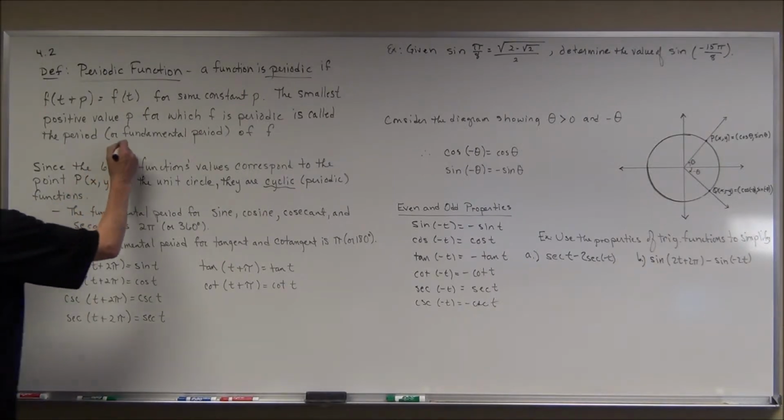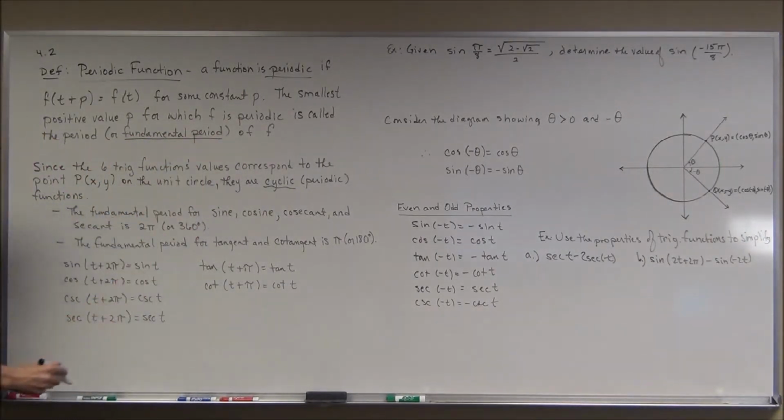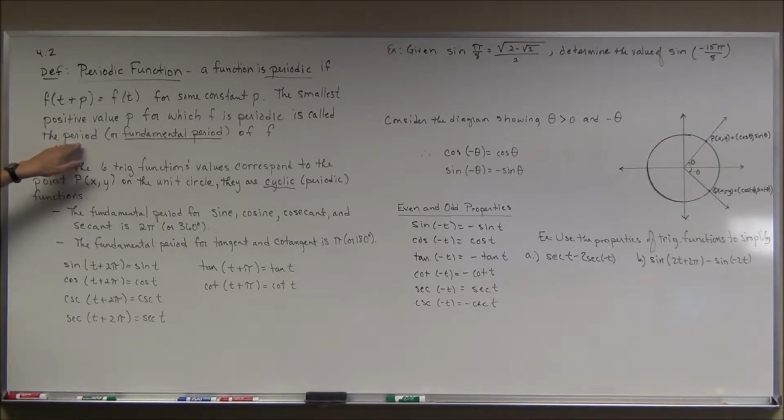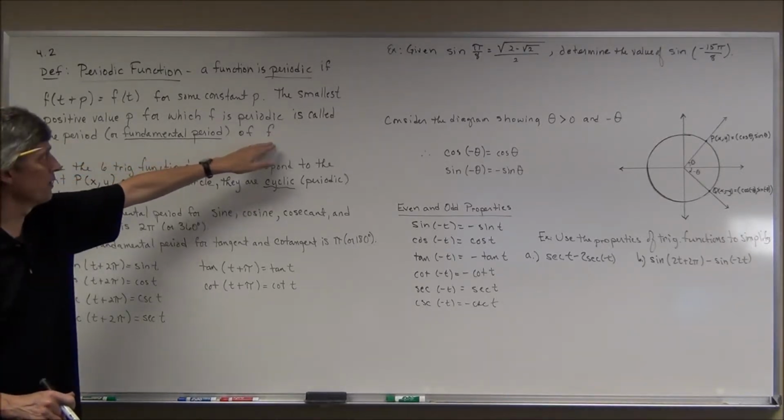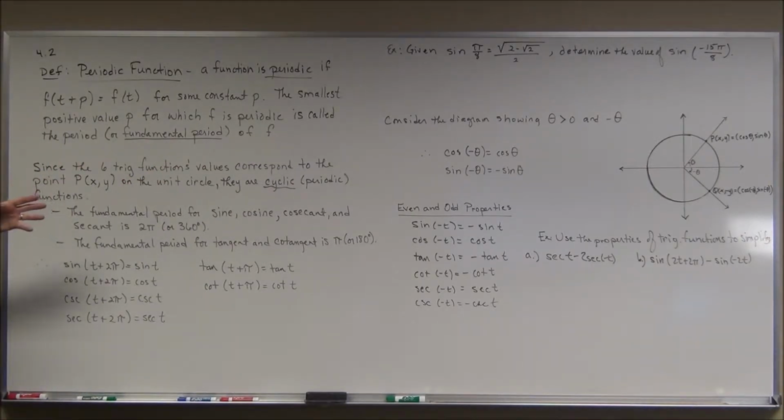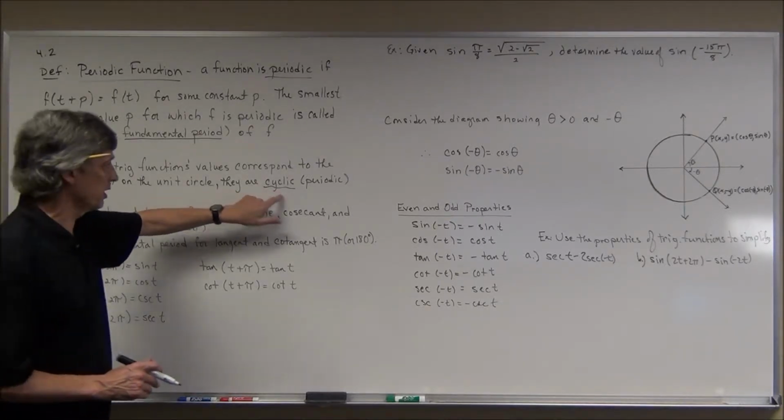Most books call it the fundamental period. That's the smallest one, which means multiples of the fundamental period would also be periods, but based on the definition of our textbook, they call the fundamental period the period itself of our function f. Now think about this and how we have defined our trig functions. Our trig functions correspond to that point on the unit circle where our terminal side, once the angle is in standard position, crosses the unit circle, that ordered pair, x, y. And because of that, we have periodic functions, or cyclic functions.